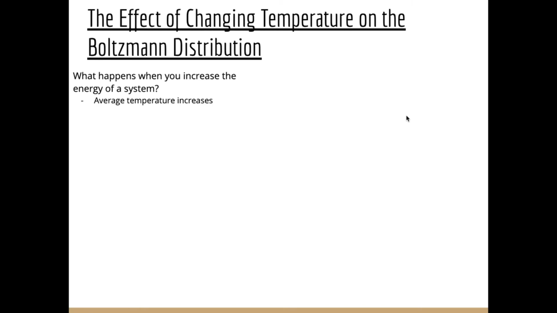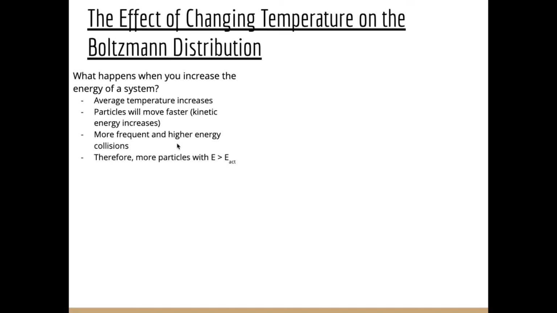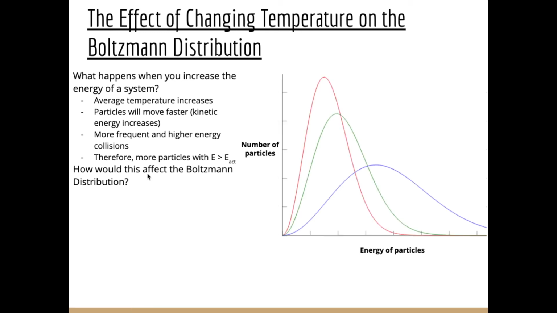So let's just think again. What happens when you increase the energy of a system? The average temperature will increase. The particles will move faster. They have a higher kinetic energy. We'll get more frequent and higher energy collisions, and therefore we'll end up with more particles that have an energy greater than the activation energy. So let's see how this will affect the Boltzmann distribution.